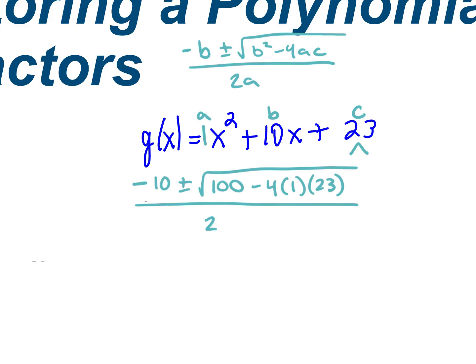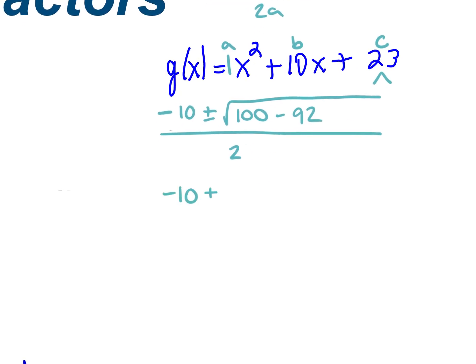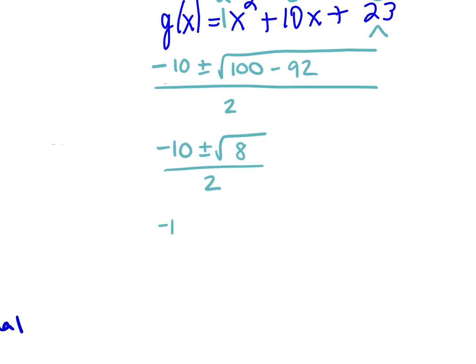So let's do the math here. What's 4 times 23? 92. So negative 10 plus or minus the square root of, what's 100 minus 92? 8. 8 over 2. Can we simplify the square root of 8? Yeah. What does the square root of 8 simplify to? 2 square root 2. If we were to break down the square root of 8, we have 4 and 2. 4 would break down into 2 and 2. So we have a pair of 2s, so it would be 2 square root 2 over 2.